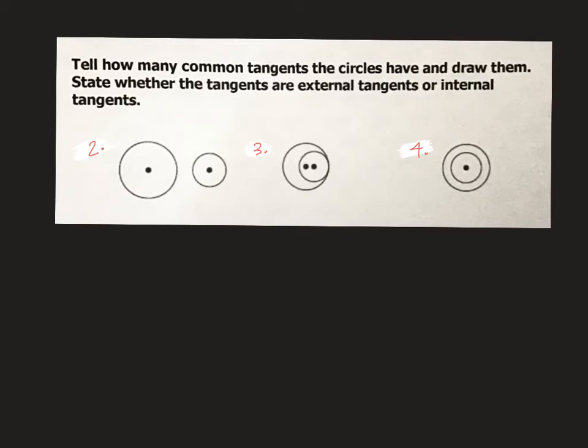So in 2, 3, and 4, we're telling how many common tangents the circles have, and then we're going to draw them, and we're going to state whether the tangents are external tangents or internal tangents. So in number 2, those circles are not touching at all. They're not intersecting once, twice, nothing. So these aren't going to have any common tangents.